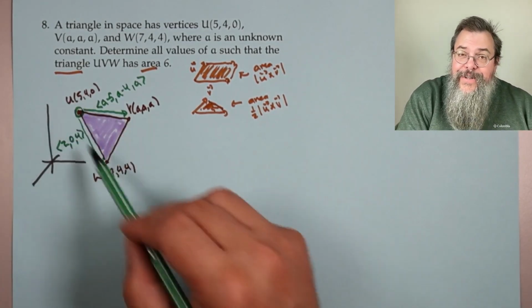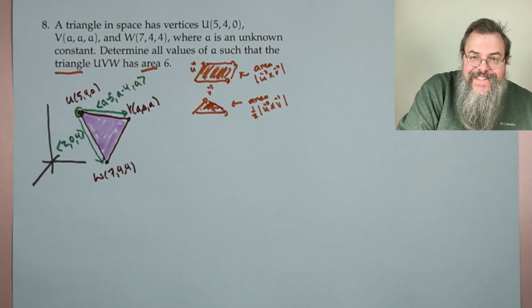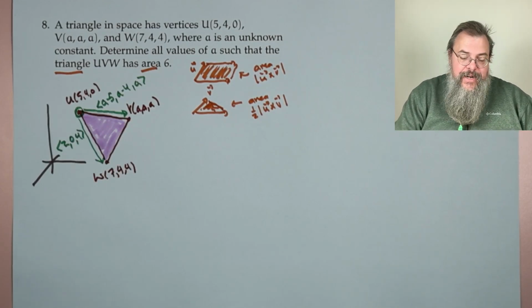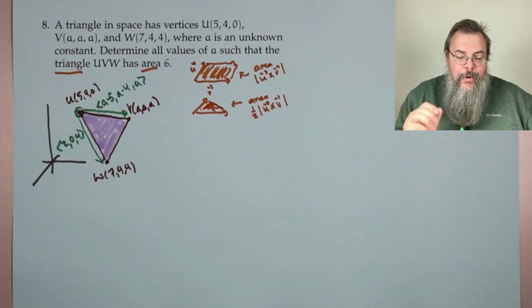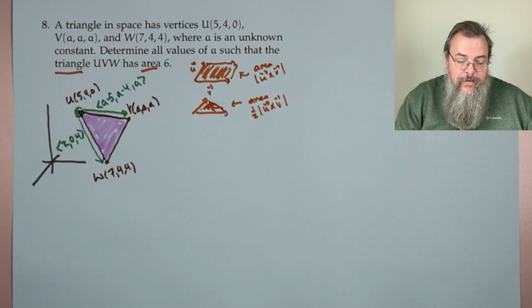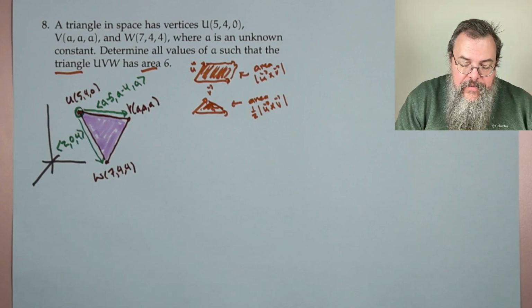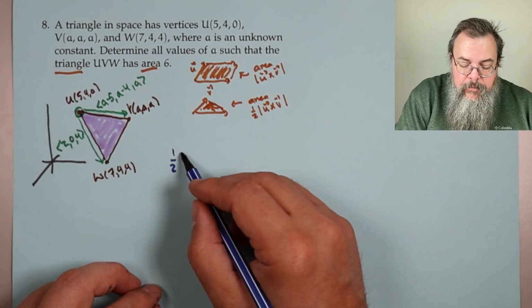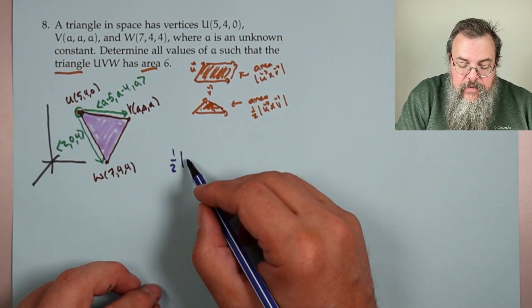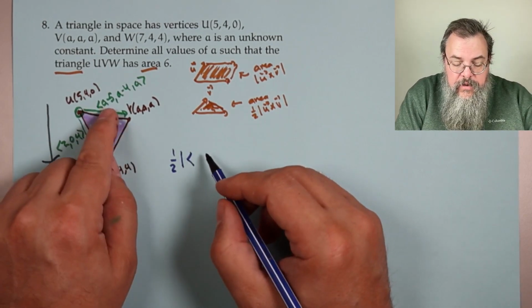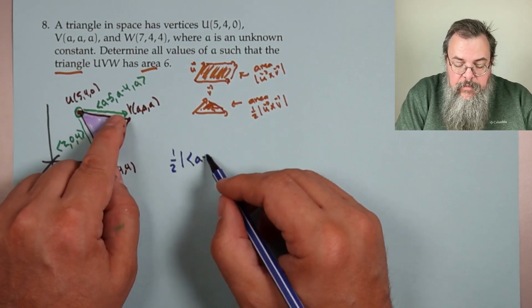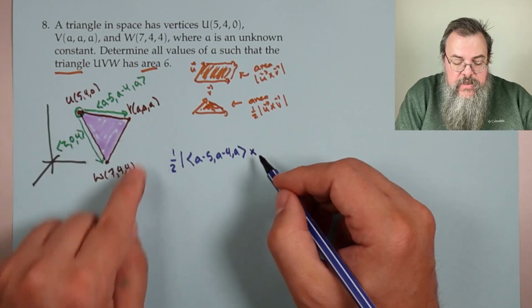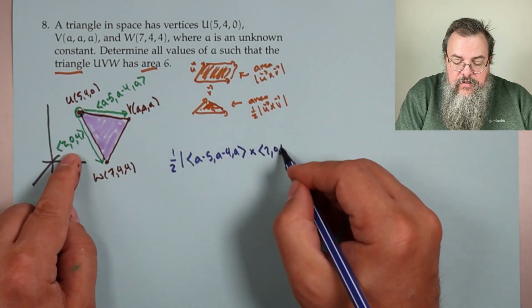You've got to make sure you find those vectors. Don't use the points. Points aren't vectors. You can't take cross product of points. You can take cross product of vectors. So we now have the following. The area of this triangle is going to be 1/2 the magnitude of our U cross V. So these are our two vectors. We'll do A minus 5, A minus 4, A, cross 2, 0, 4.